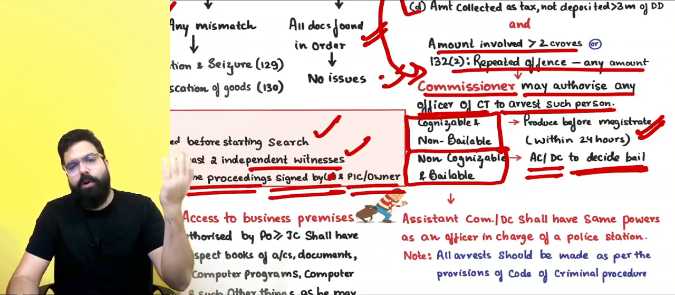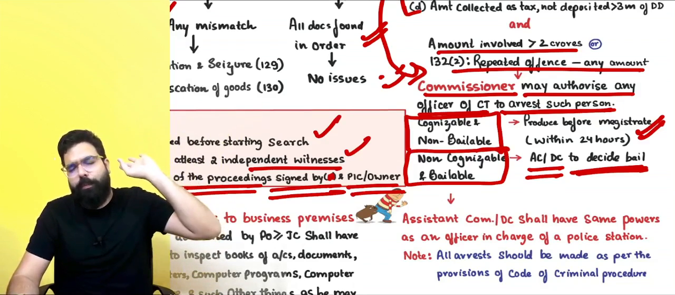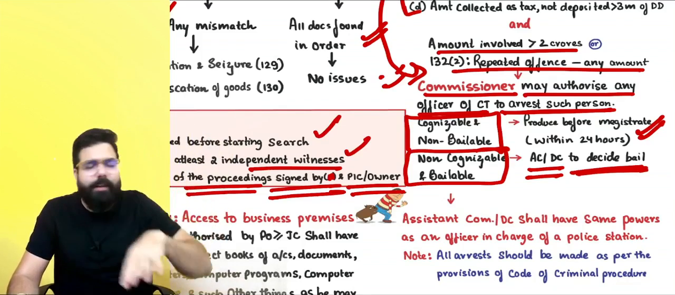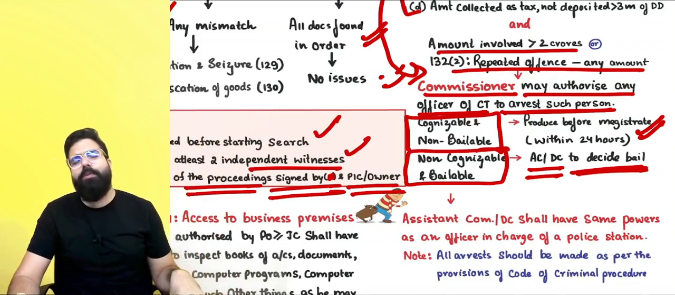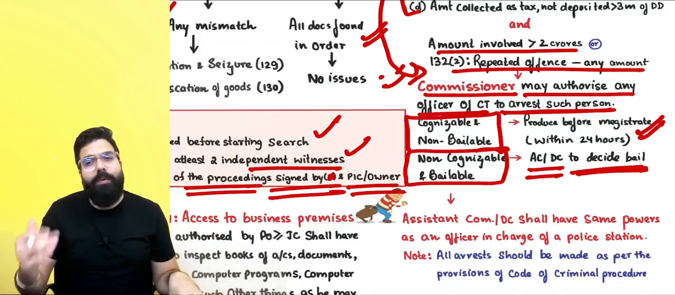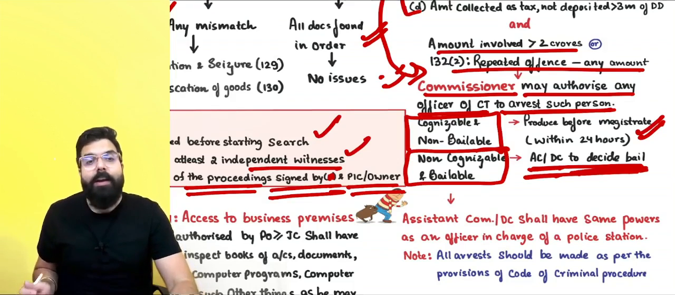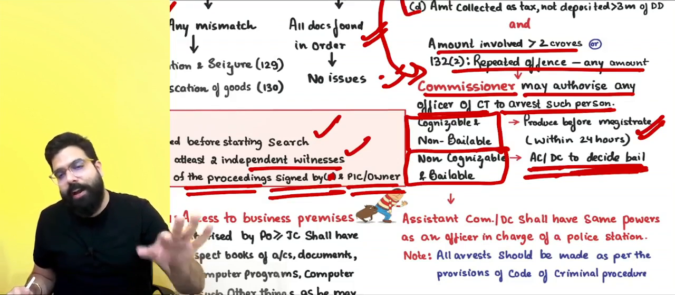Amount greater than 5 crore, it's a severe offence. You will be produced before the magistrate. Amount less than or equal to 5 crore rupees, then, sir, it's a non-cognizable and bailable offence, wherein it's a non-severe offence, and the AC or DC, the assistant commissioner or the deputy commissioner, will go ahead and decide the bail amount. You can pay the bail amount and you will be released.